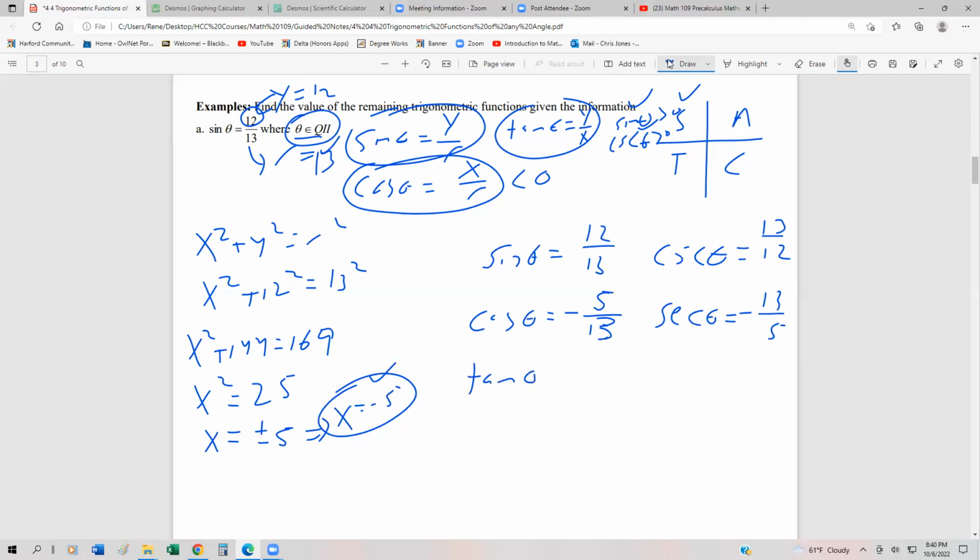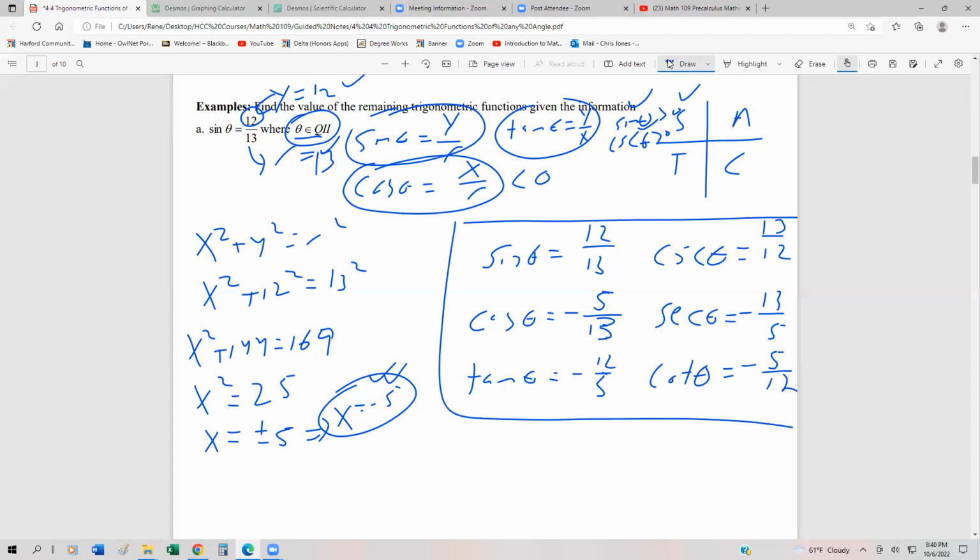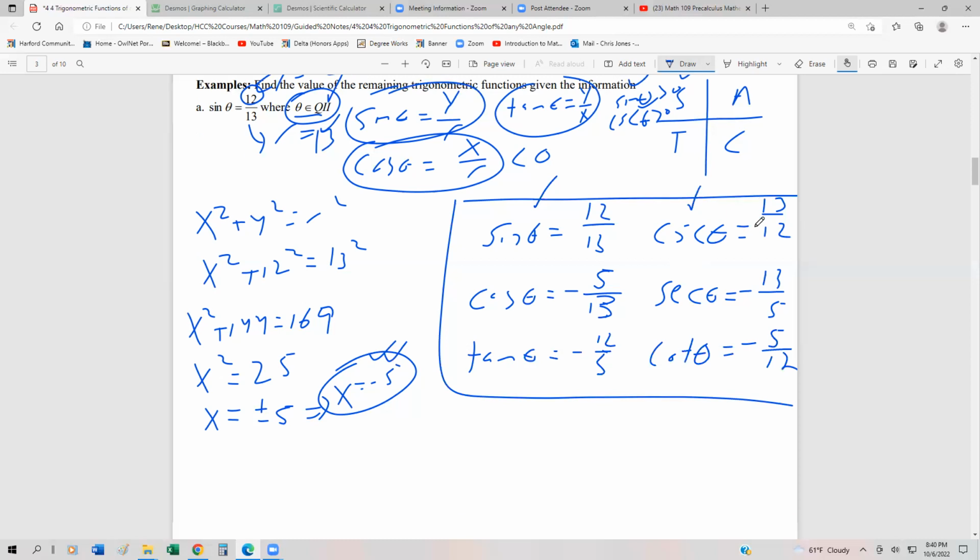Finally, the tangent of theta is going to be y over x. We know that y is 12. We know that x is negative 5, so it's going to be negative 12/5. And of course, it follows suit that the cotangent function is going to be negative 5/12. All right, so those are our 6 trig functions. And again, it follows that in quadrant number 2, the sine function is positive, but every other function is going to be negative except the cosecant function.